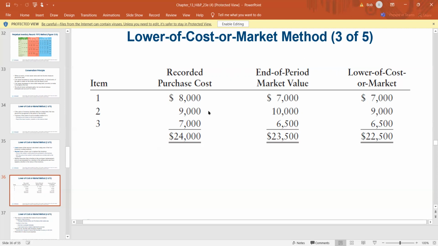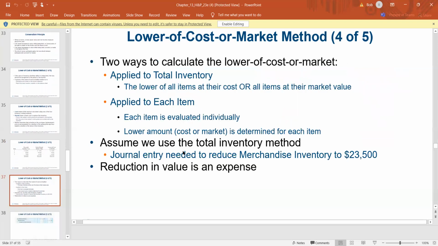Here we purchased something for $9,000, and the market price is $10,000, so we're okay. So we bring the $9,000 over to the inventory calculation. Here, $7,000, $6,500. That's a loss of $500. So we bring the 65 over here. So our total inventory value is $22,500. When it was $24,000 before, we suffered a loss, it looks to me, of $1,500.